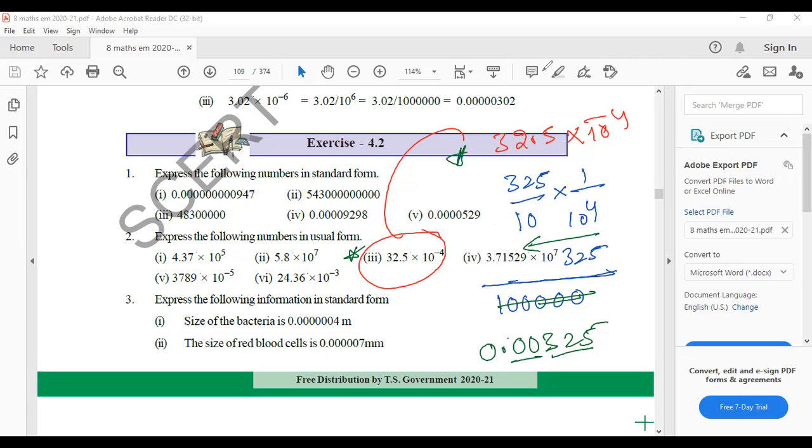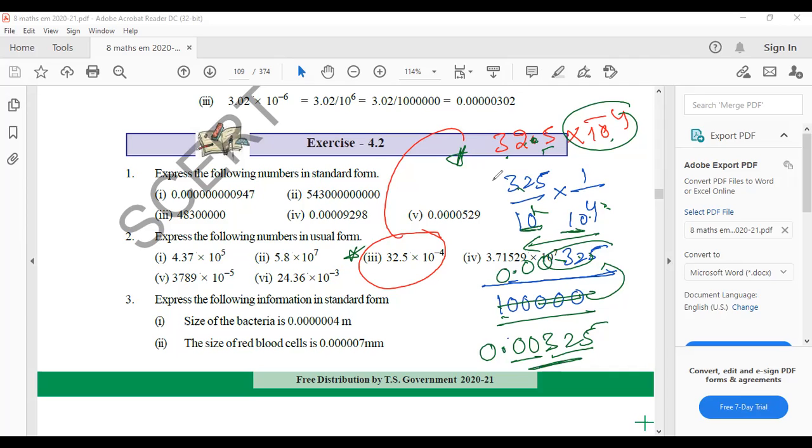Clear now? 32.5 into 10 power minus 4. First remove the point. 1 digit after the point means you write 325 by 10. 10 power minus 4 means you can write 10 power plus 4 in the denominator. So 325 over 10 into 10 power 4, which is 10 power 5. So 5 digits I wrote. Going to the top means automatically the point shifts by 5 digits. But we have only 3, so keep 2 more zeros and make a point on that. This is the answer.